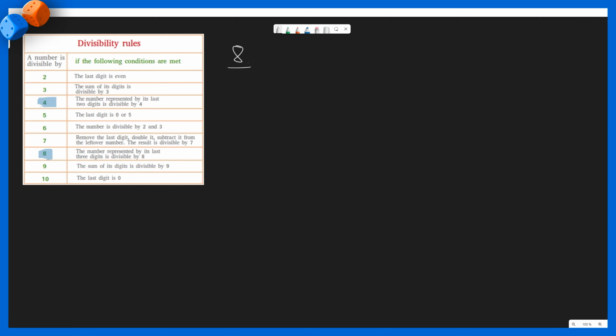Let's go with the number 8. A number is divisible by 8 if the last 3 digits are divisible by 8. In this case, we would have to check if 222 is divisible by 8. The question now is, how do we do that? We will implement the exact same method we did with number 4.